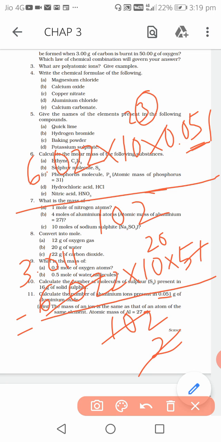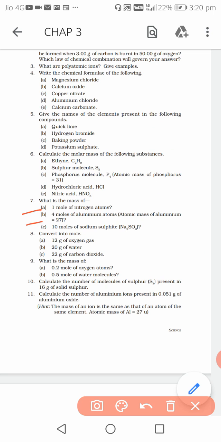So this many molecules we are getting in how much gram? This much gram. How many molecules? 3.011 into 10 to the power 20. Okay. So below you will write this equals to 3.011 into 10 to the power 20. This many molecules we are getting, molecules.